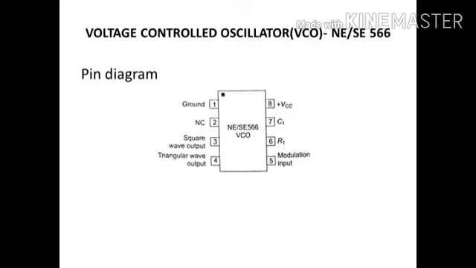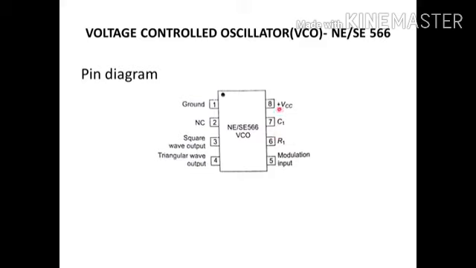Let us discuss the most important part of your PLL, which is nothing but the voltage controlled oscillator, VCO. The VCO is realized using a single IC, NE/SE566. It's very important from an exam point of view. You can see that it has 8 pins, where the modulation input is applied at pin number 5. And then C1 and R1 are very important in determining the output frequency of your VCO.